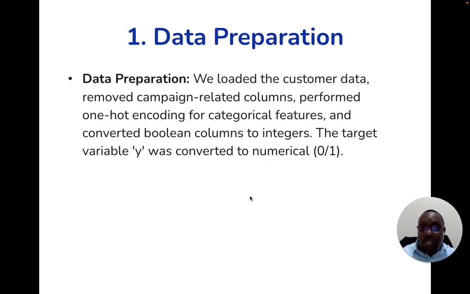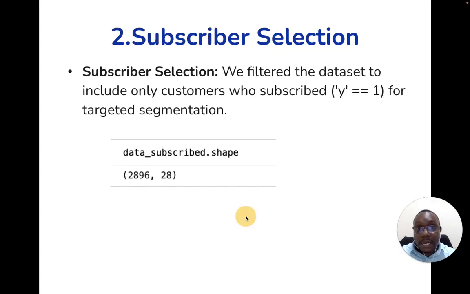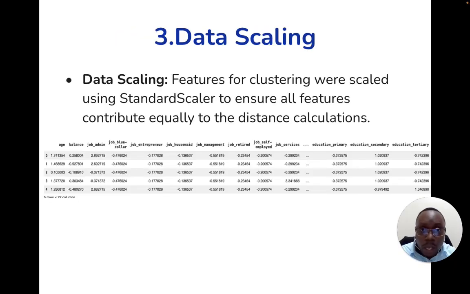So again, we did some data preparation. We did one-hot encoding and converted Boolean columns to integers. The target variable was converted to numeric 0, 1. Subscriber selection: we selected all subscribers that subscribed yes, and we remained with the dataset of rows that we will use for this unsupervised learning challenge. We scaled all numerical data using standard scaler, very, very key, especially before we can do any clustering.